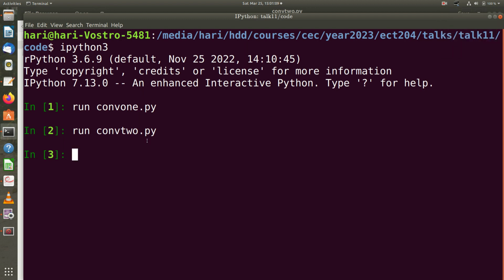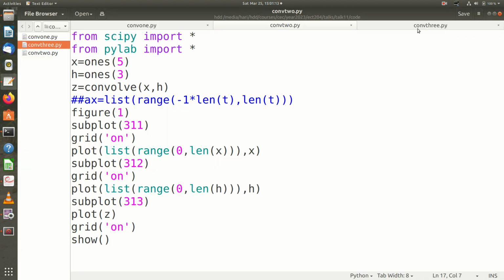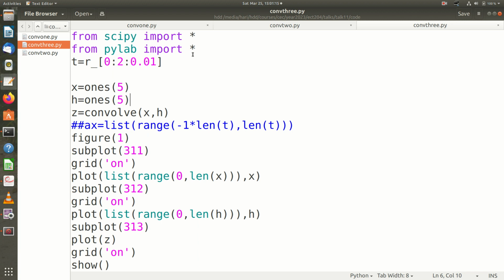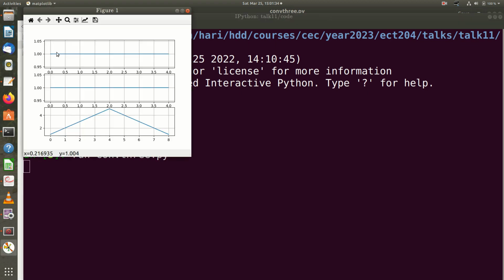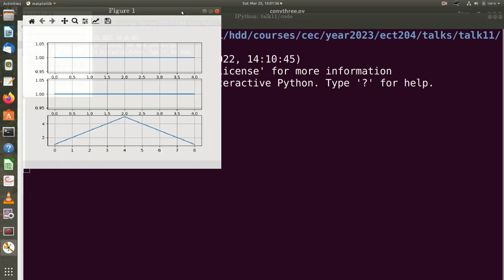Well, if the widths of the pulses are equal, then the convolution results in a triangular signal. Here x has a width of 5, h has a width of 5, and the convolution will be a triangular signal. We will see that. I will run conv 3. Now you can appreciate this.